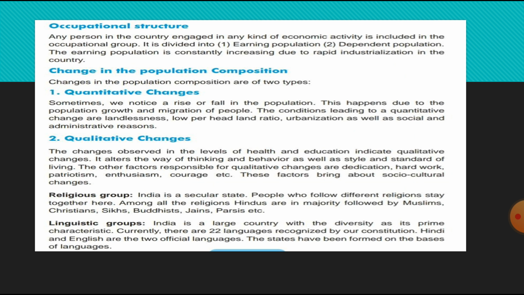What is there in the quantitative changes? Sometimes we notice a rise or a fall in population. And why does this happen? Due to population growth, these things arise. And migration of people also is included in this.